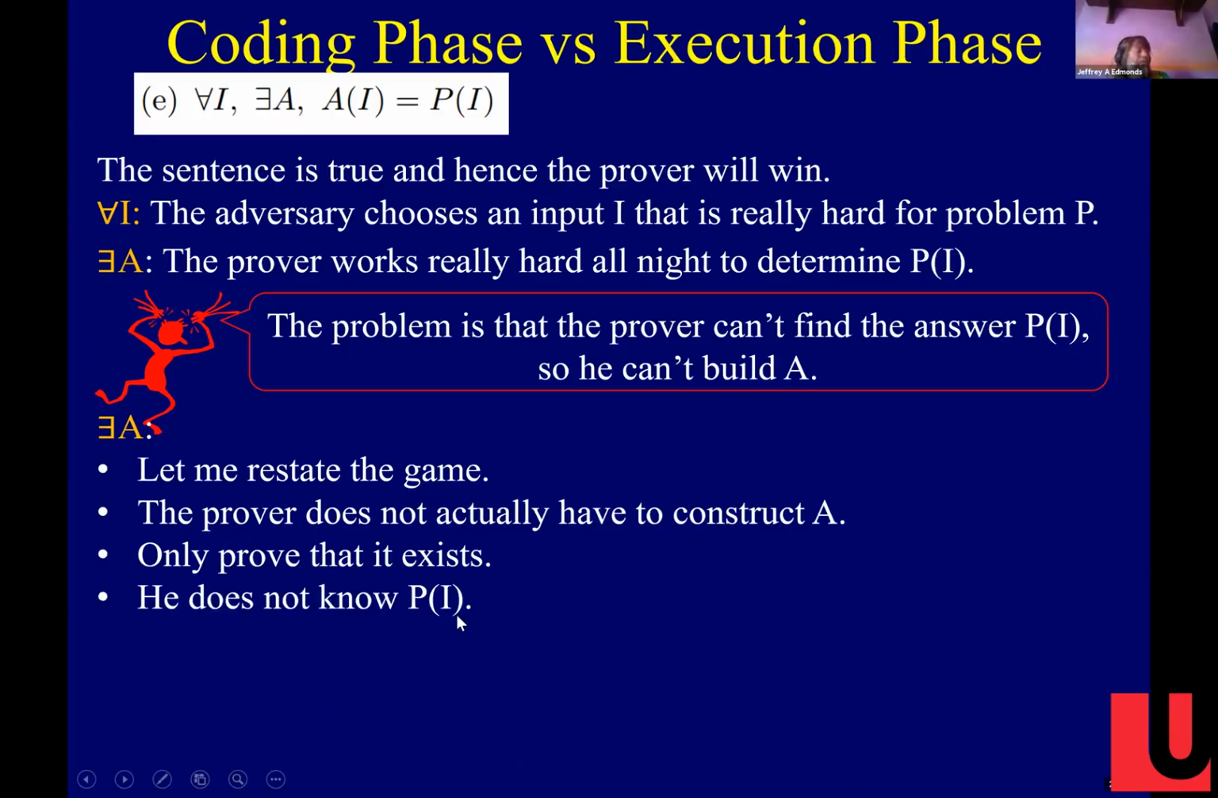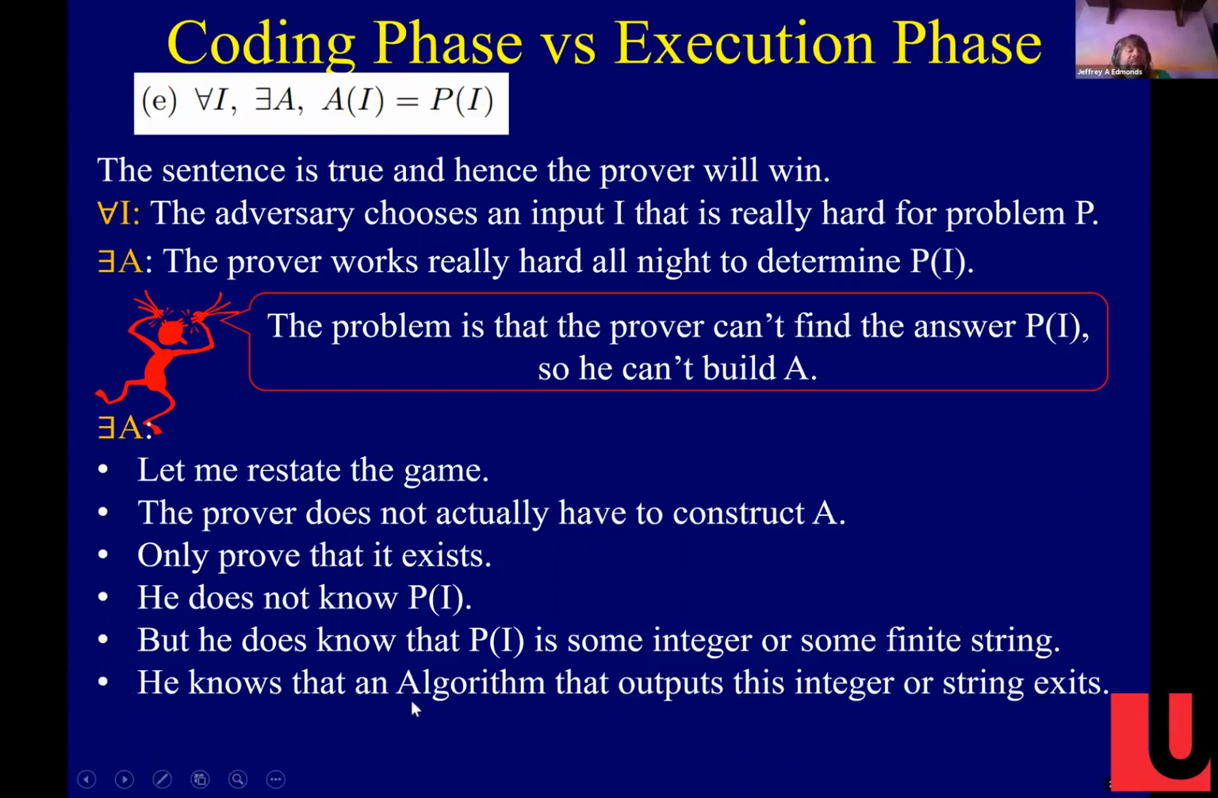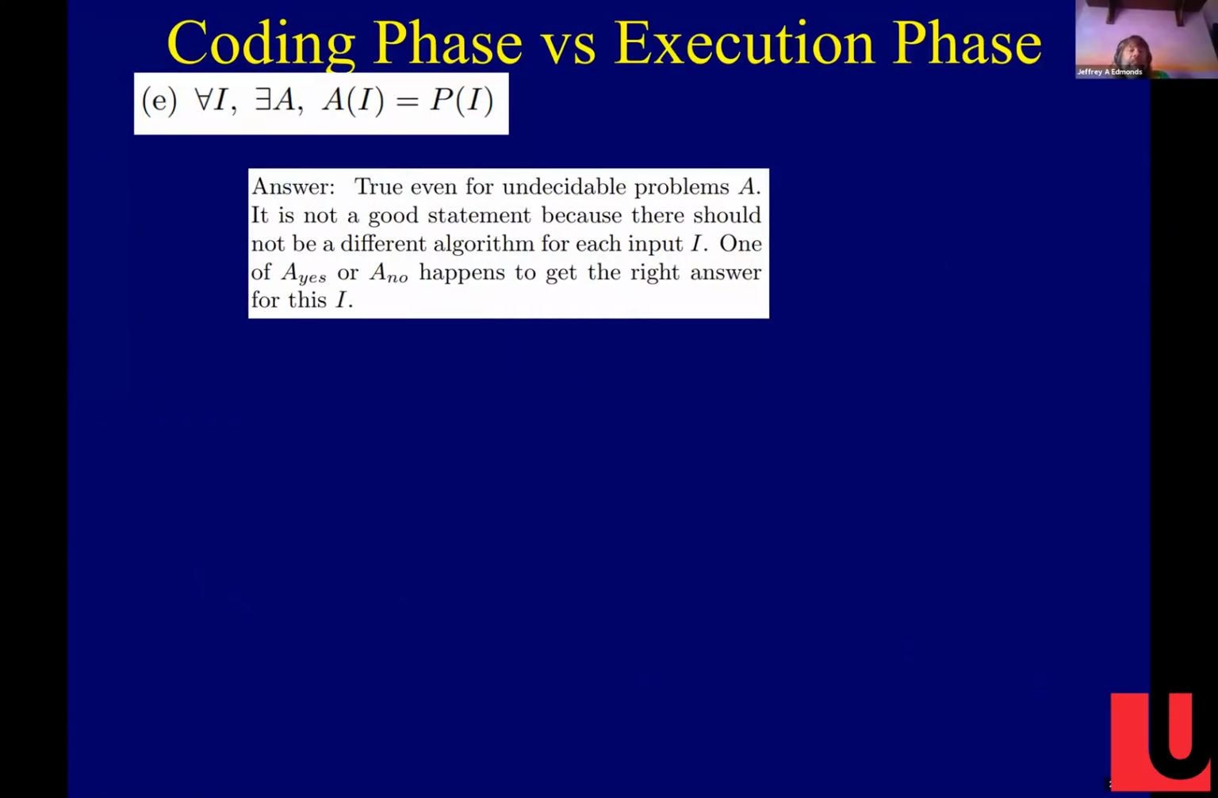And he doesn't know what P of I is. It could be 1, 2, 3, 4. It could be yes. It could be no. He doesn't know it. But he knows that P of I is some integer or some finite string or true or false, right? He knows it's one of those. And he knows that for each such output, there's an algorithm that outputs that answer. So he knows that there exists an algorithm that gives the right answer, even if he can't find it.